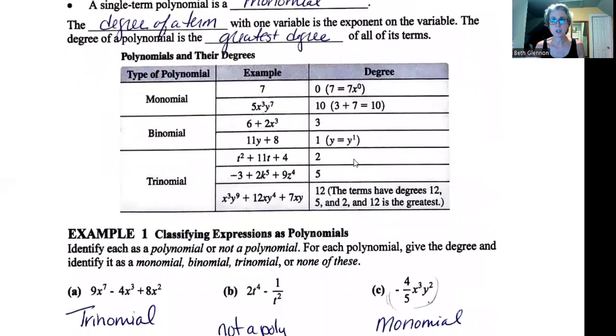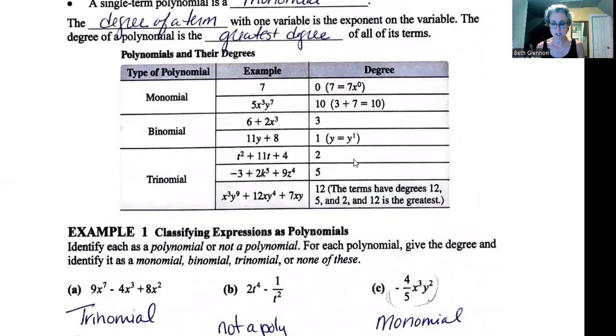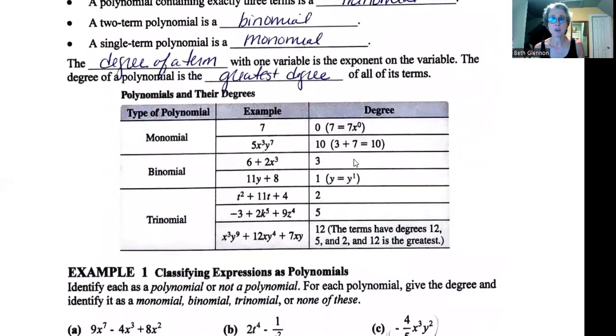Let's scroll down here to our degrees. Let's think about the degrees of the polynomial. If I have a monomial, just one term, I have a couple examples here for you. If I just have 5x to the third, y to the seventh, look at those exponents and add them together: 3 plus 7 gives you 10. Your degree here is 10.